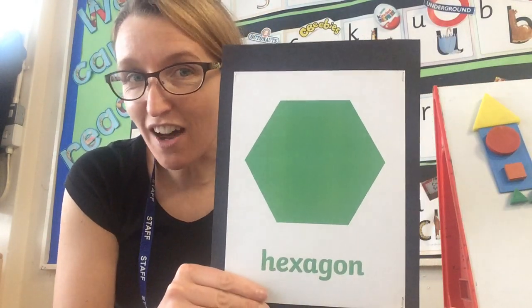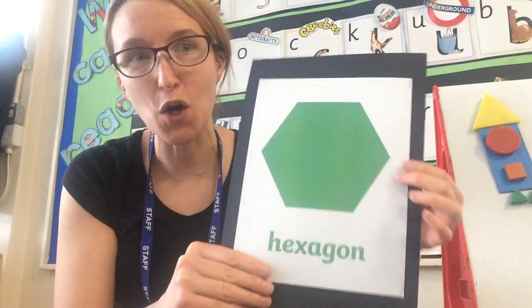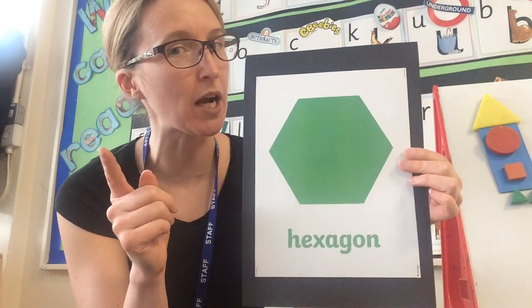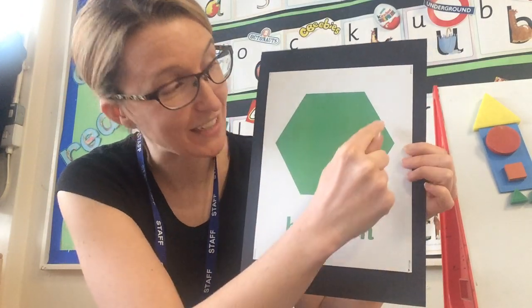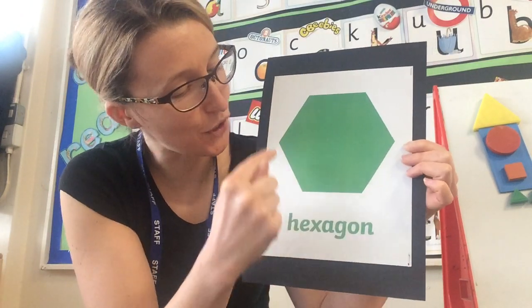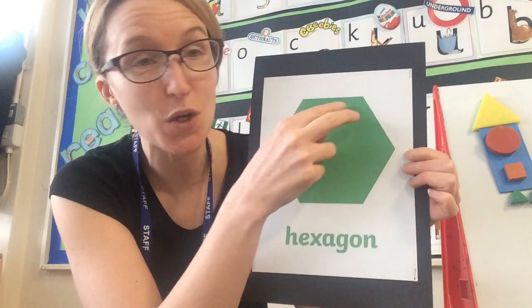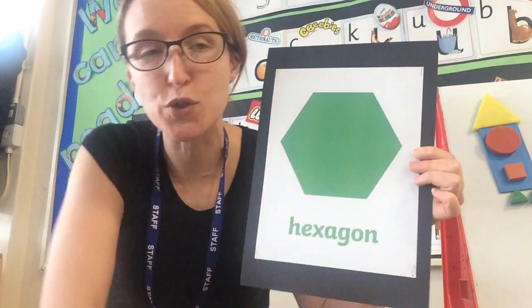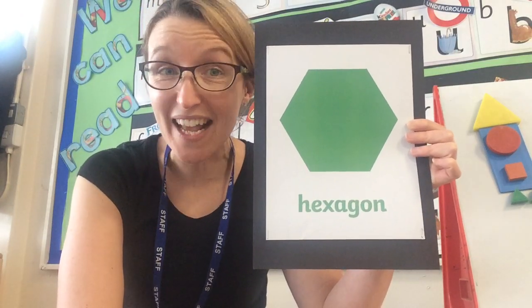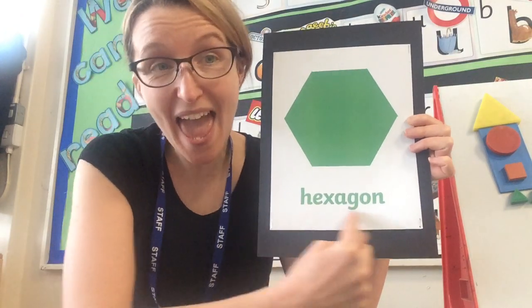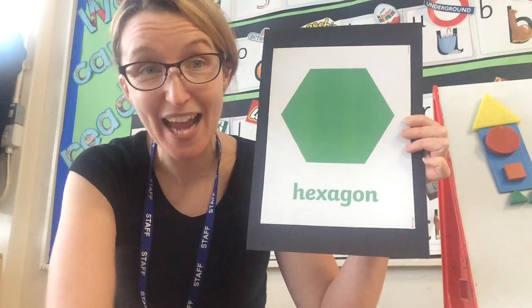Another shape I'm going to show you today has got 6 sides and 6 corners. Shall we just count them to check I'm not trying to trick you? 1, 2, 3, 4, 5, 6. 1, 2, 3, 4, 5, 6 corners. Remember, the corners are where those 2 sides meet together. And this shape is called a hexagon. A hexagon. That says the word hexagon there.